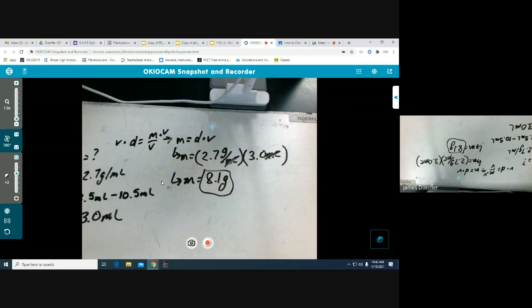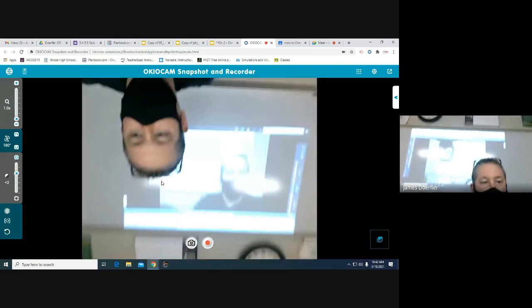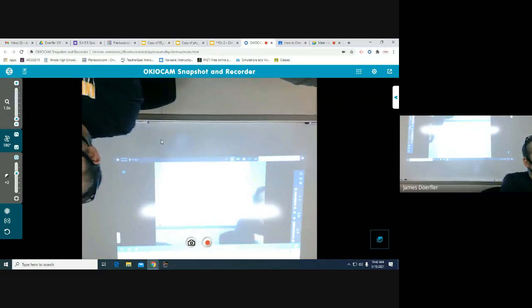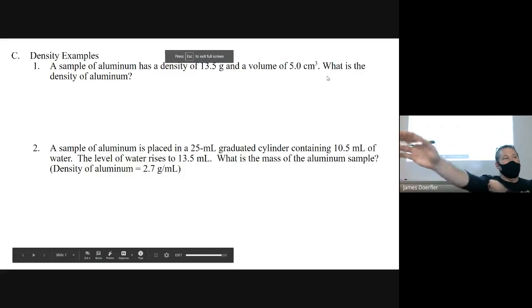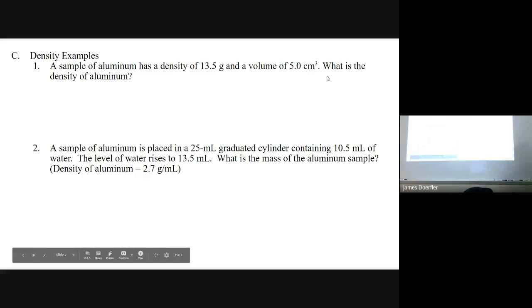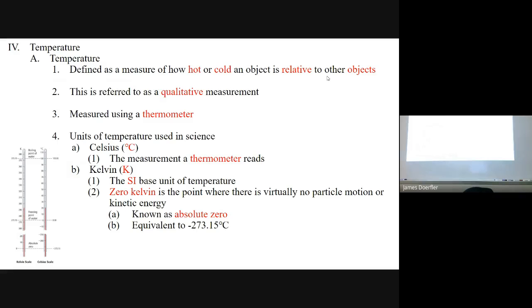Last few slides we're going to work on, take a look, are going to be temperature related. And what we're going to be working on today is simply converting between Celsius and Kelvin. And that just involves addition and subtraction. Okay? So again, temperature is defined as a measure of how hot or cold an object is relative to other objects. This is a qualitative measurement. Okay? It is a qualitative measurement because you're essentially comparing two objects.